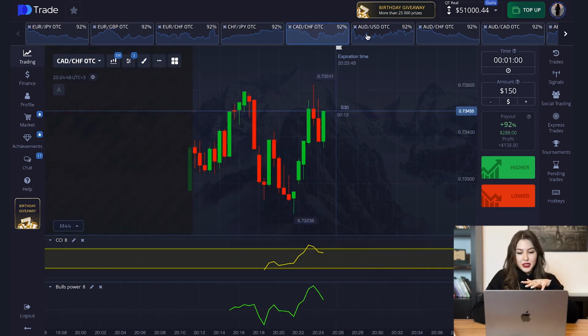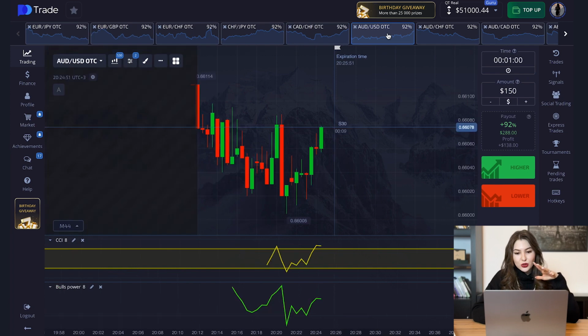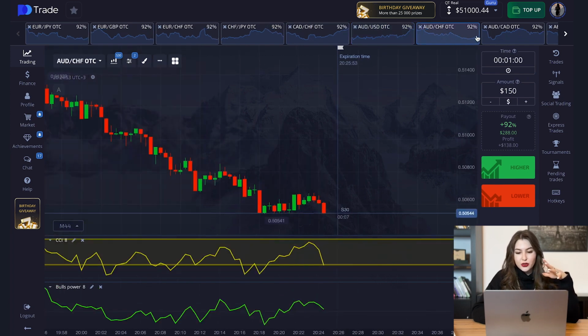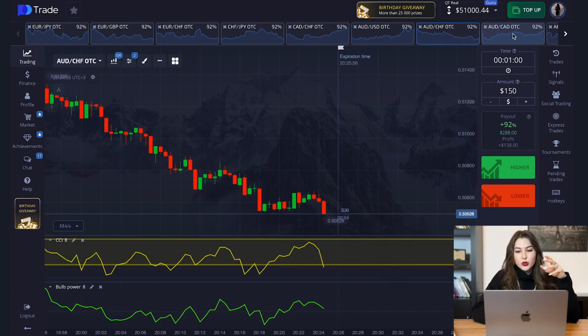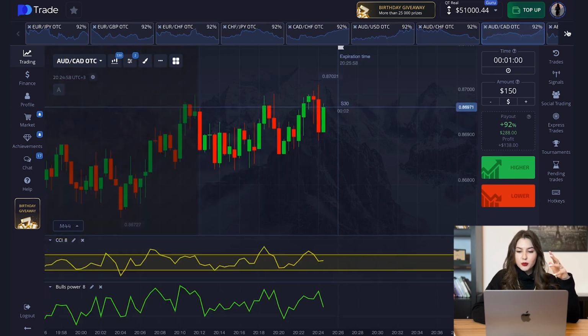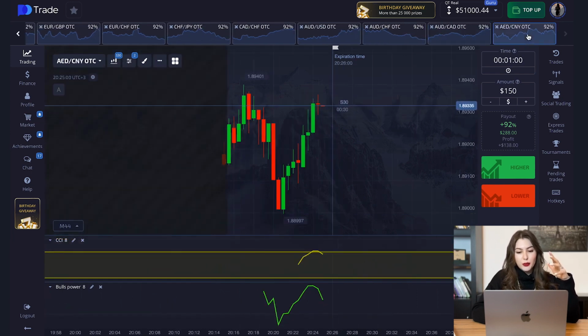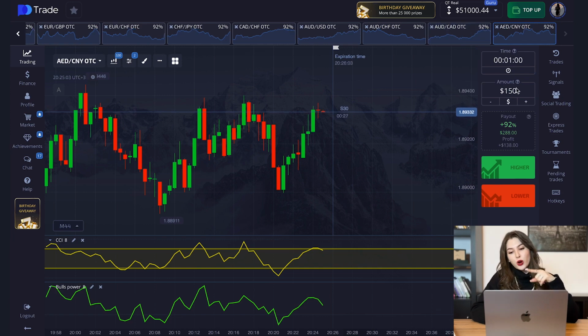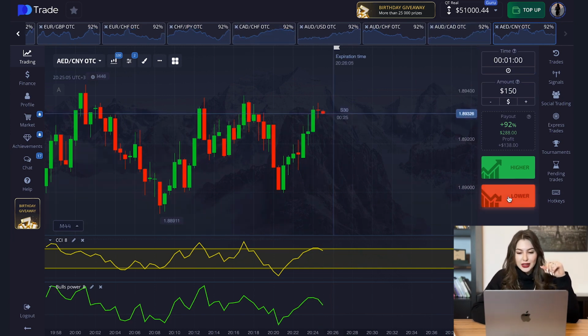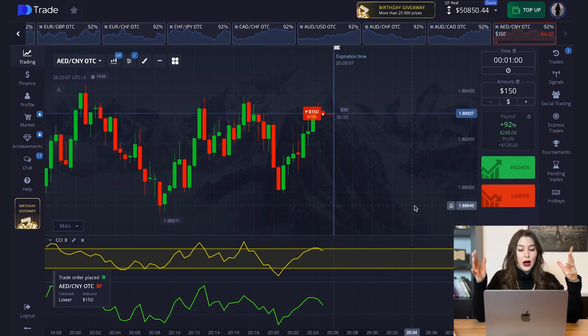Let's find the best situation on the assets to grow our capital in just a few minutes. Today we're gonna use the martingale strategy, not for loss but for earnings. So we're gonna double up every trade. We're gonna start with $150 and let's start growing our capital.